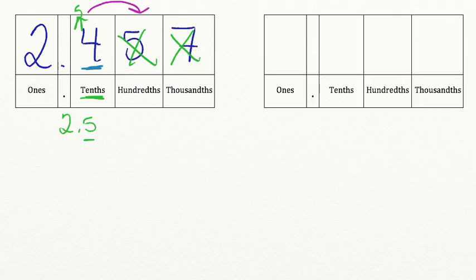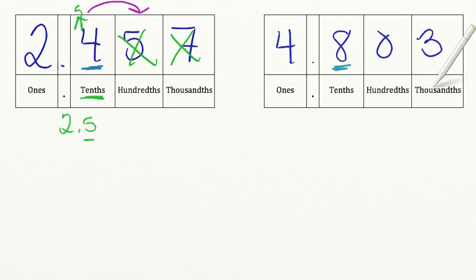Let's go ahead and try another one together. We are going to round 4 and 803 thousandths to the nearest tenths place. So remember, our first step is to underline the place value that we're rounding to. Our second step is to look at the number directly to the right of our underlined place value. Then we look and see if this number is 5 or greater.